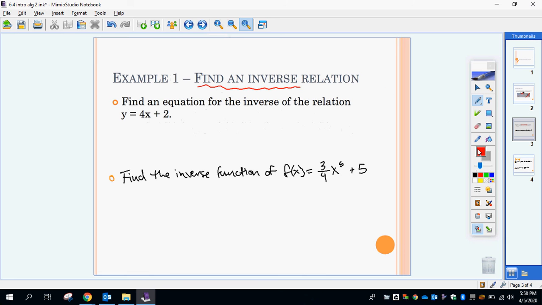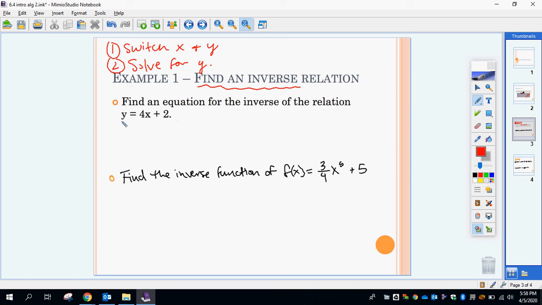How do we find the inverse? So there's 2 steps to do that. Step 1, switch x and y's spot. Step 2, after we switch, we're going to solve for y. So it's a fairly simple process.